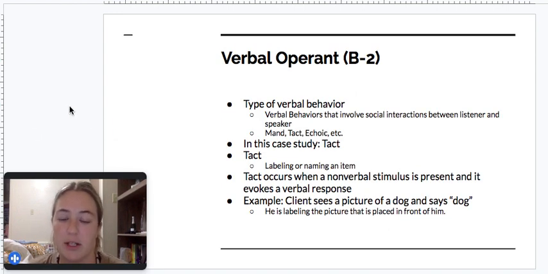Verbal operants are a type of verbal behavior. Verbal behaviors involve social interactions between a listener and a speaker. Examples of some verbal behaviors or verbal operants are mand, tact, echoic, imitation, listener responding, things like that. But in this case, we're going to talk about tact. Tact is labeling or naming an item. A tact occurs when a nonverbal stimulus is present and it evokes a verbal response. So a client sees a picture of a dog and says dog. He's labeling that picture that we placed in front of him.